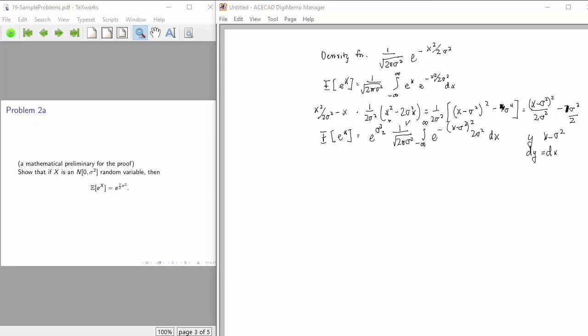This time you can read it in addition to hearing it, and I end up with e to the sigma squared over 2 times 1 over root 2 pi sigma squared times the integral from minus infinity to infinity of e to the minus y squared over 2 dy, and this whole business is just equal to 1 because the density function for the standard normal distribution is properly normalized, and presto, there's my answer.